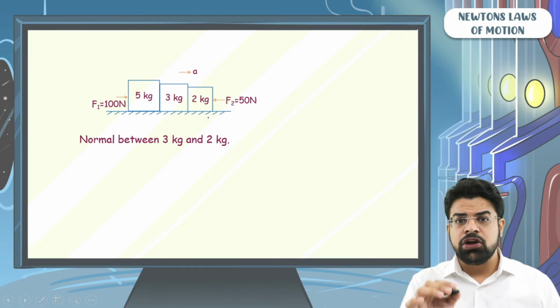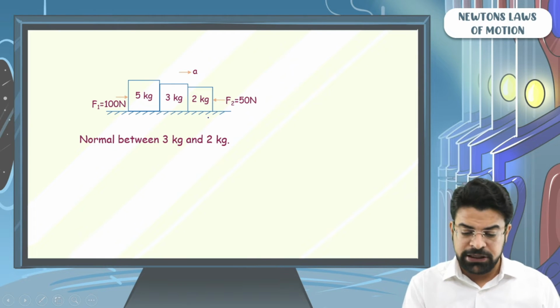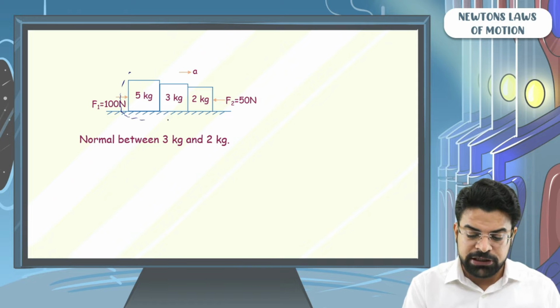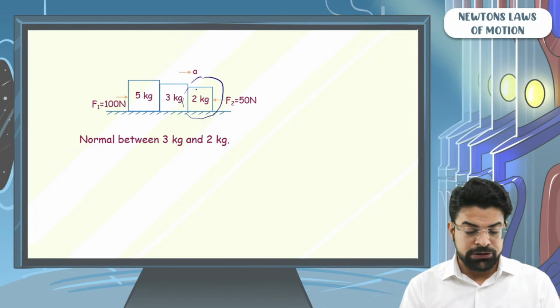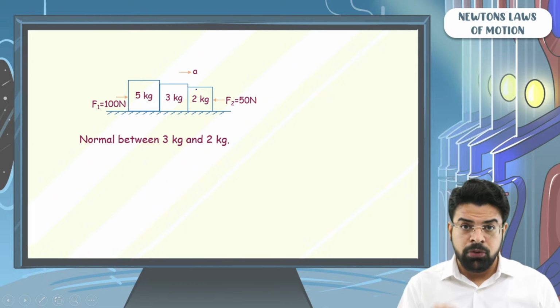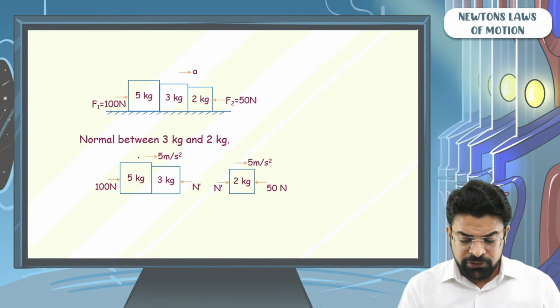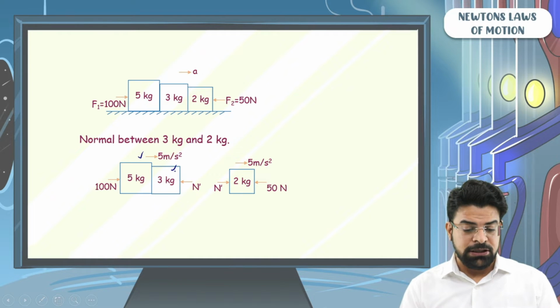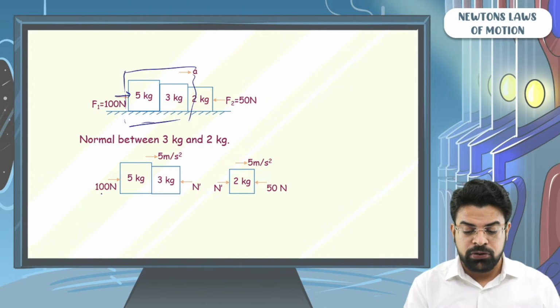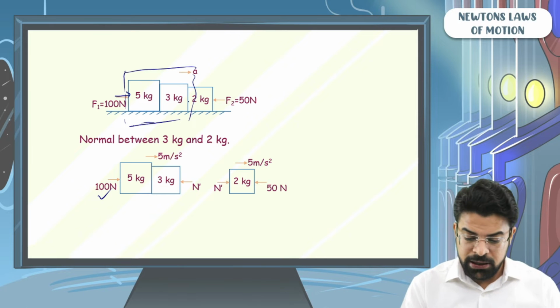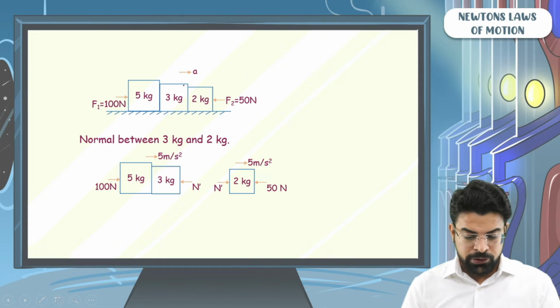So as to find the normal reaction between 3 kg and 2 kg, either you can look at the 5 kg and 3 kg system, or you can look at the 2 kg mass. So visualize their free body diagram. On the 5 plus 3 kg system, this whole system, there is an external force of 100 Newton from the left, and let's say a normal reaction by the 2 kg block, N dash, from the right.